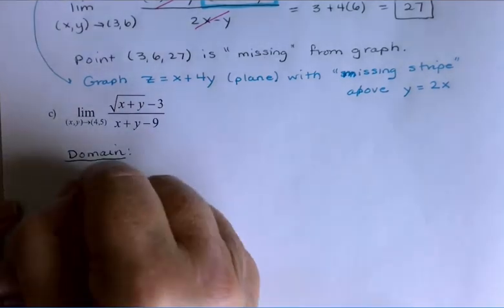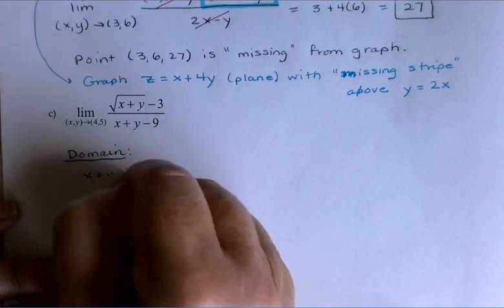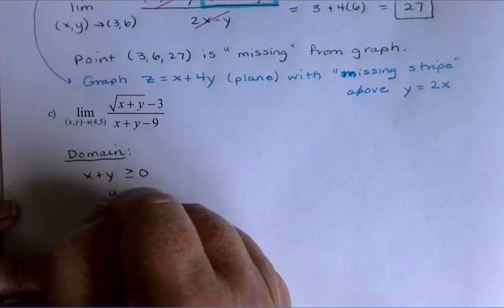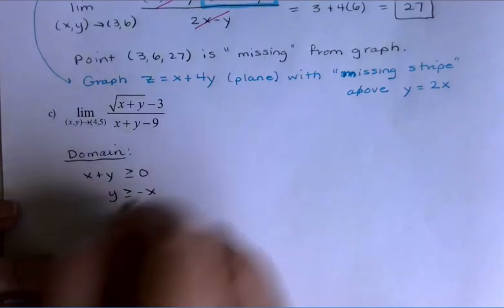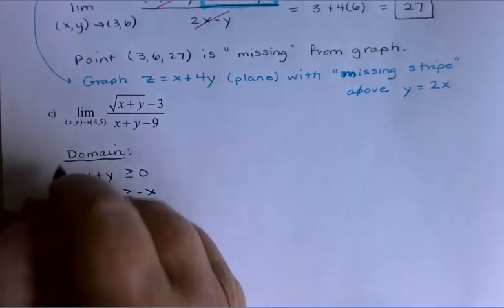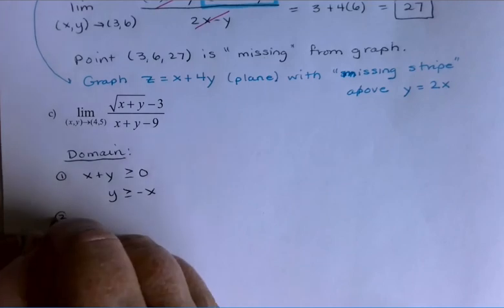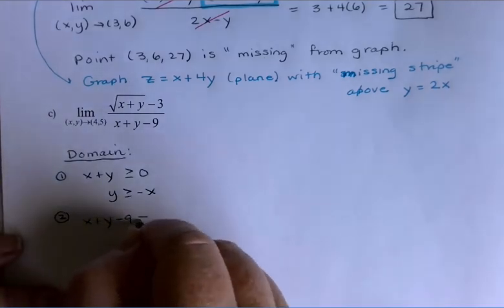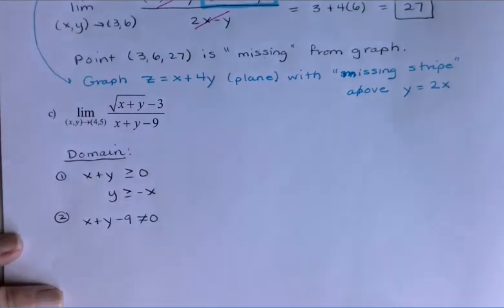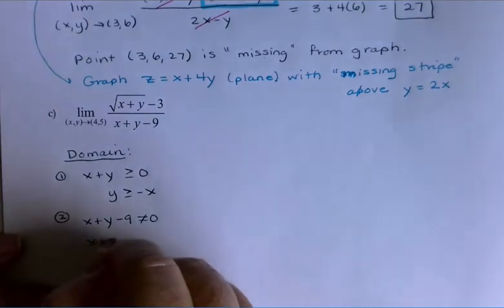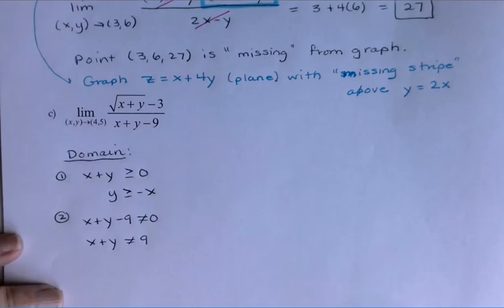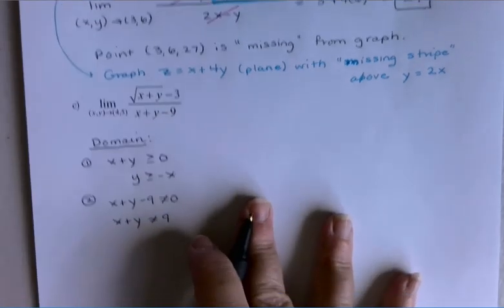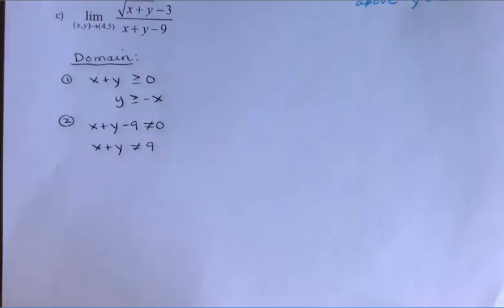First of all, x plus y is going to have to be greater than or equal to 0. I can't have a negative under my radical. So y is going to be greater than or equal to the opposite of x. Secondly, x plus y minus 9, the denominator, cannot equal 0. So x plus y can't equal 9. So a couple things going on there. Let's see if we can graph what that would look like.